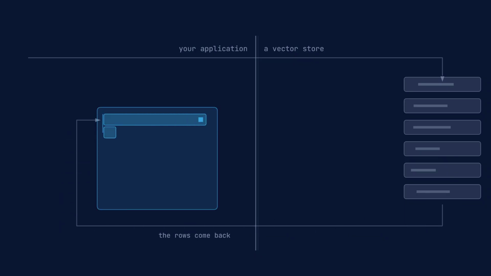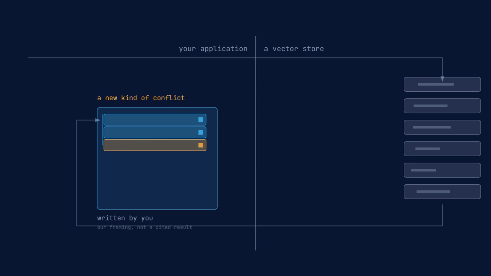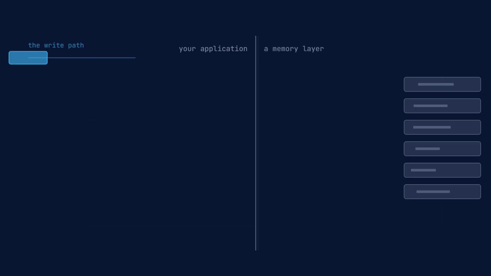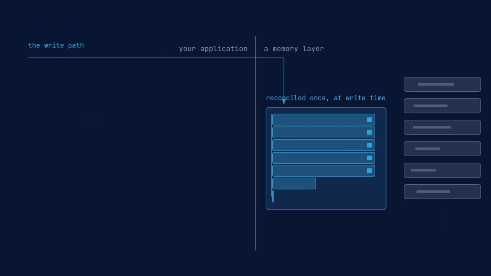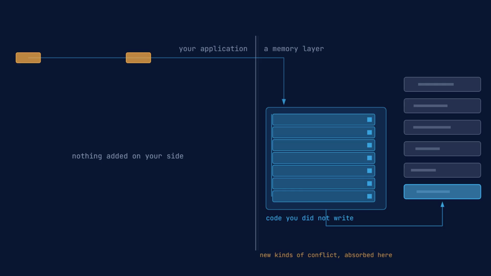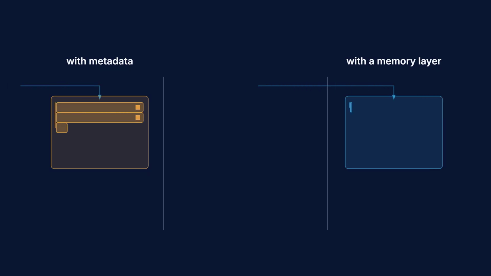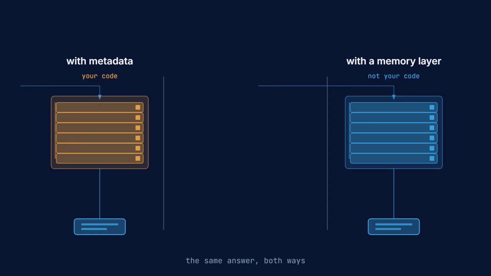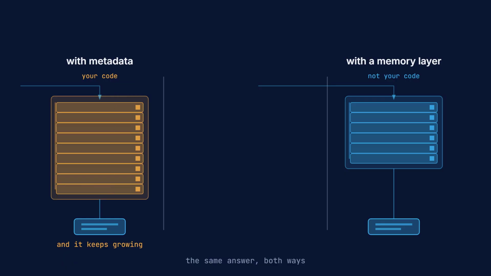With metadata, contradiction handling happens at query time in your application, written by you, and it grows every time a new kind of conflict appears. In a memory layer, it happens once, at write time, in code you did not write. That is a weaker claim than our industry usually makes. It is also the true one. The distinction is not what is possible. It is what is amortized and who is on the hook for it.